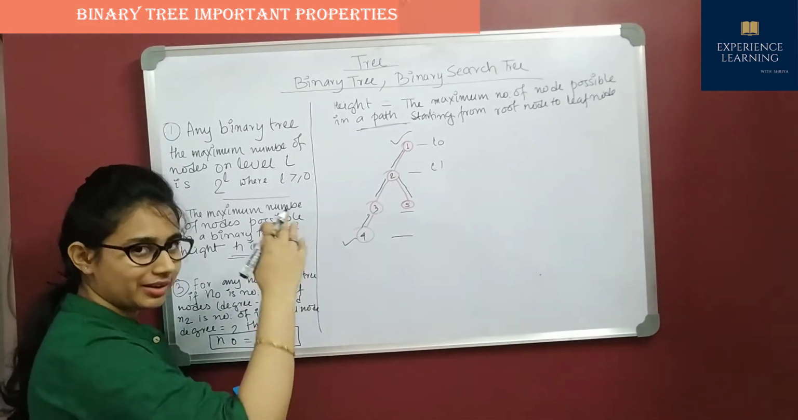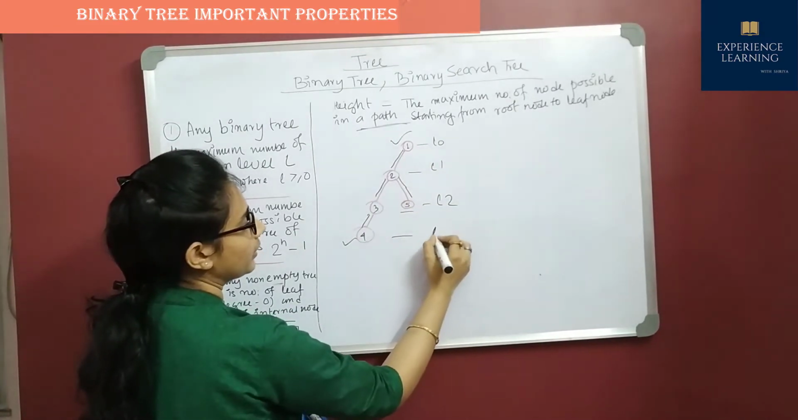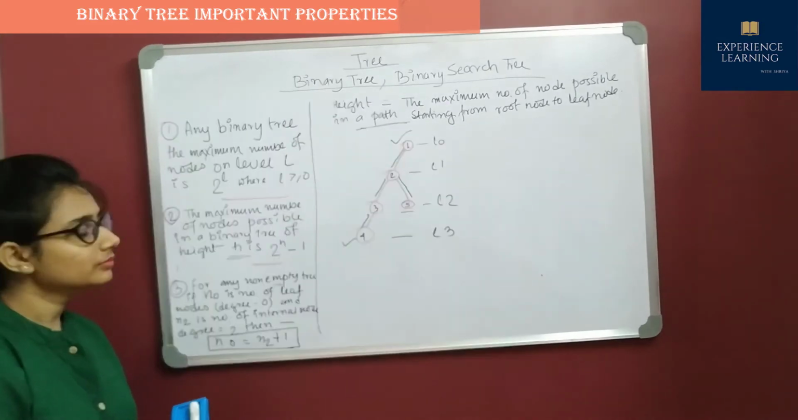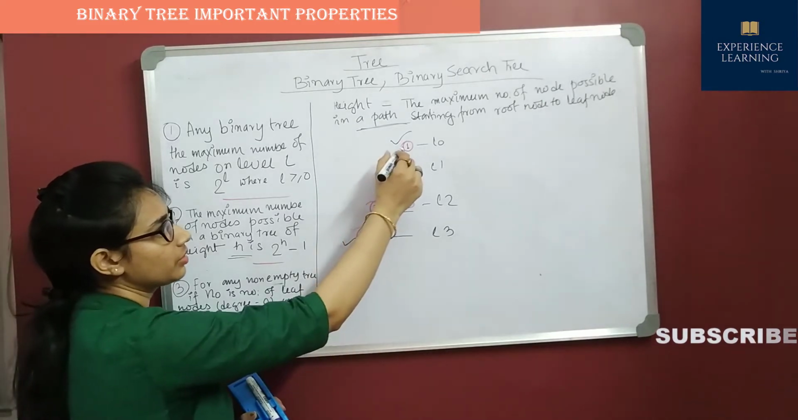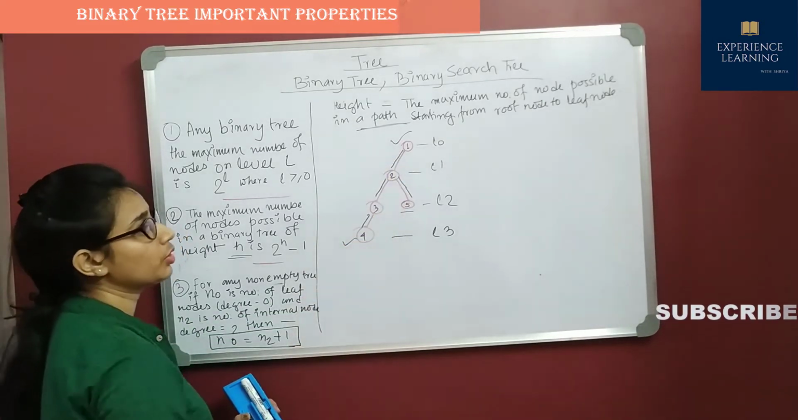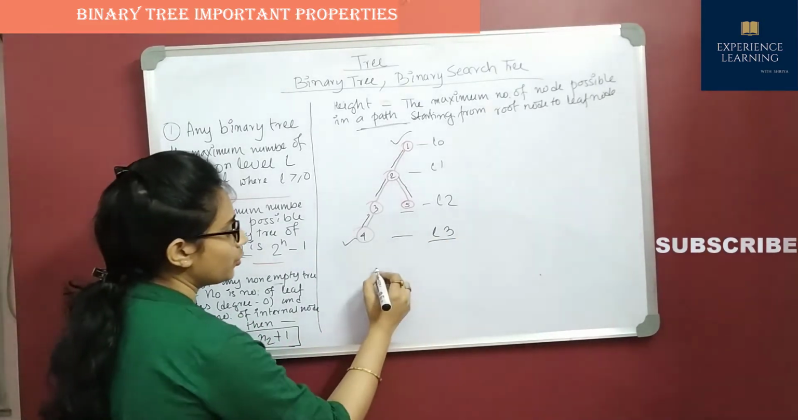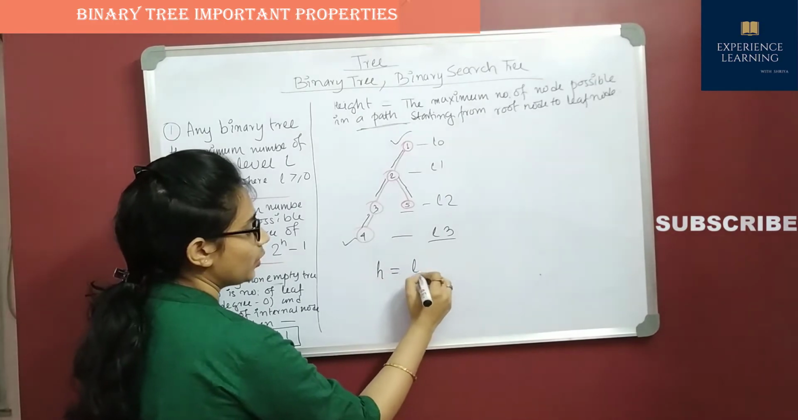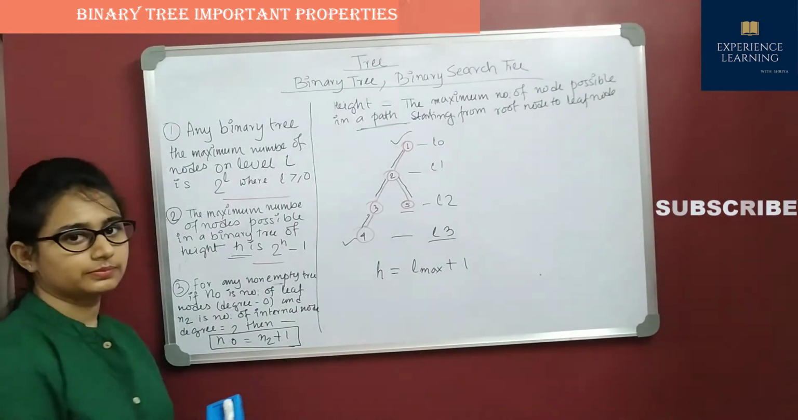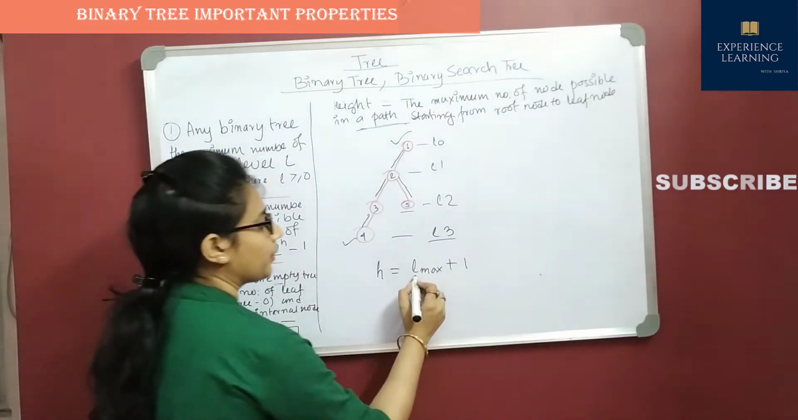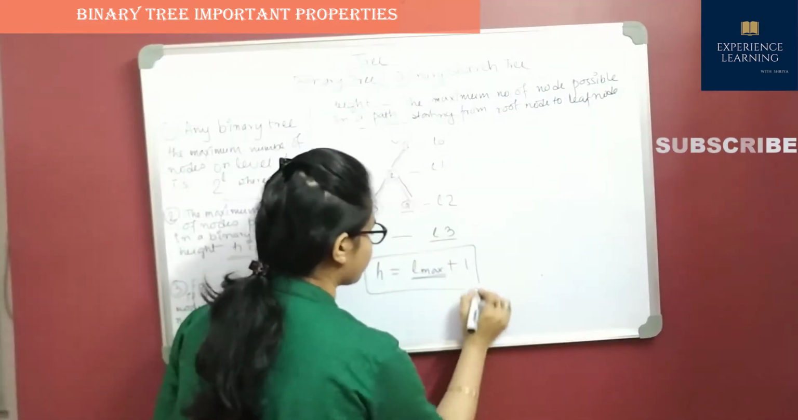Okay, so I have missed it, sorry. L0, L1, here it is L2 and it is L3. So what will be the height of the tree? The height of the tree is 1, 2, 3, 4 because the maximum number of nodes possible from root to leaf is 4 and the level is 3. So from here we can write L equals L max, H equals L max plus 1, isn't it? Maximum level plus 1 is height. Please remember this.